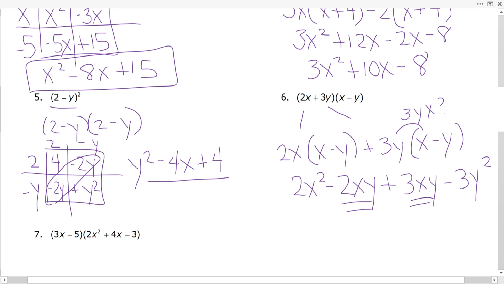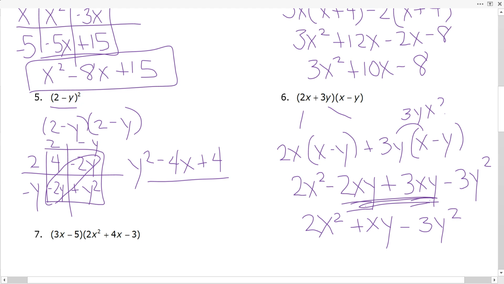First of all, it doesn't match, even though it's got the same variables. And I don't know if you remember, I had mentioned before that you always go alphabetically or from highest exponent to lowest exponent, just as a matter of keeping everything organized. So I can still combine these middle terms. So I have 2x squared plus xy, 1xy, right, minus 3y squared.